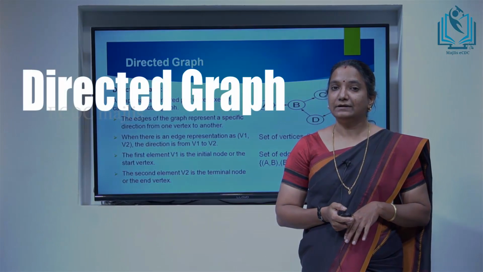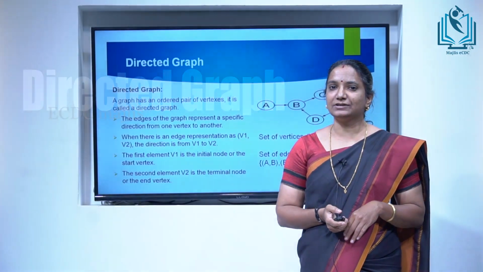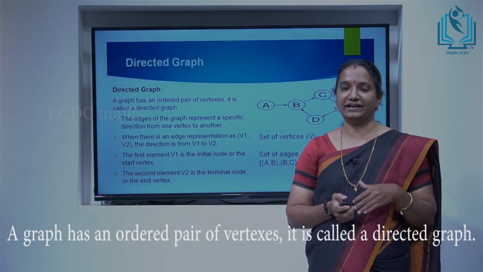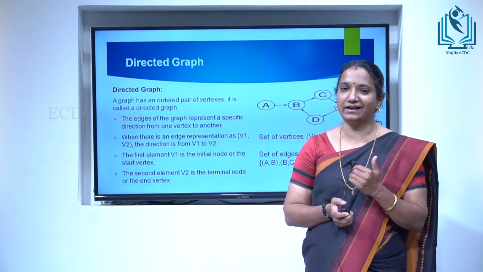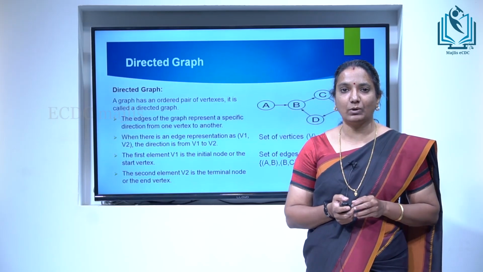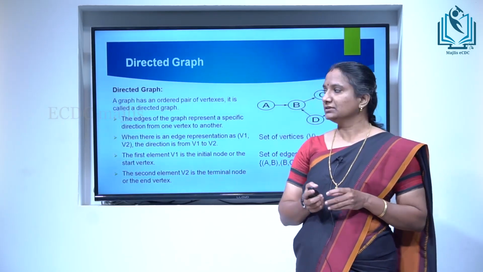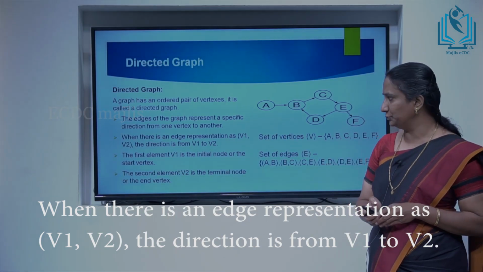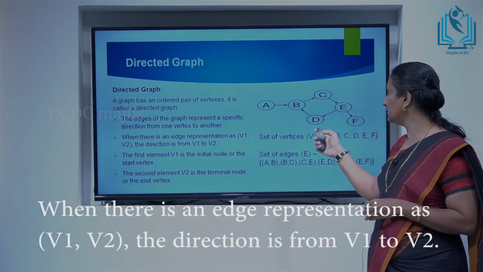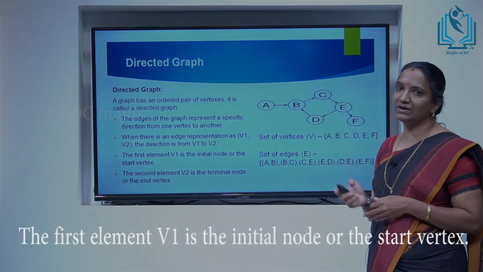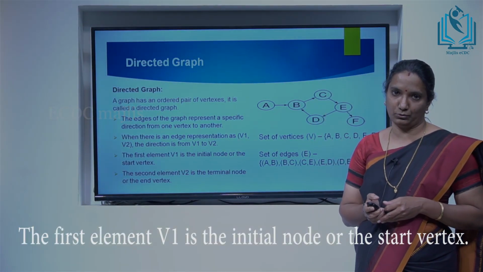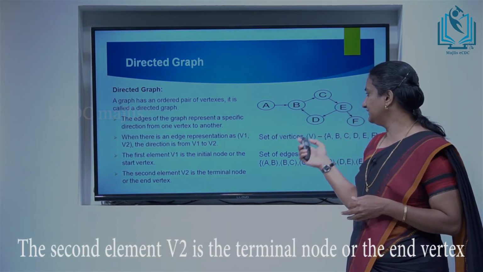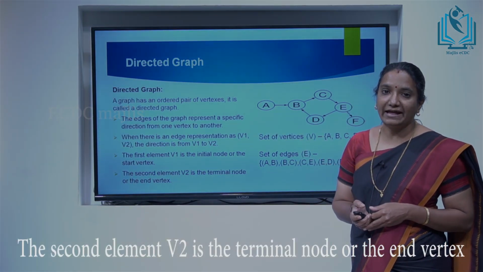Next, the directed graph. It is an ordered pair of vertices. That is, here the edge has a direction. The edge can travel only in one direction. When an edge is represented as (V1, V2), the direction is from V1 to V2. The first element V1 is called the initial node or start node, and the second element is the terminal node or end vertex.